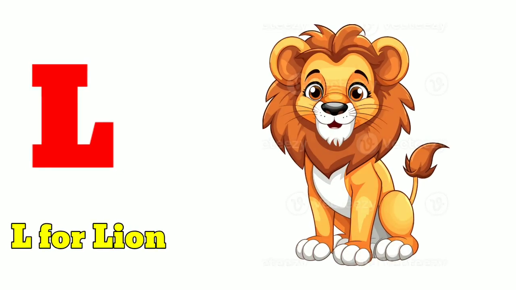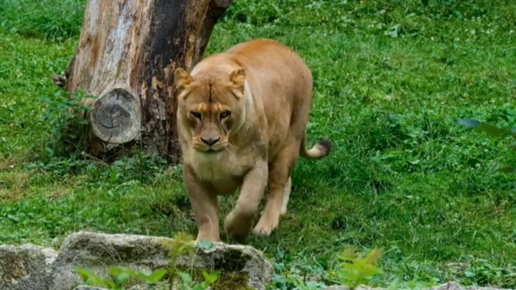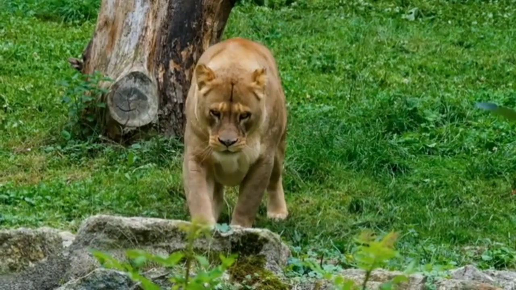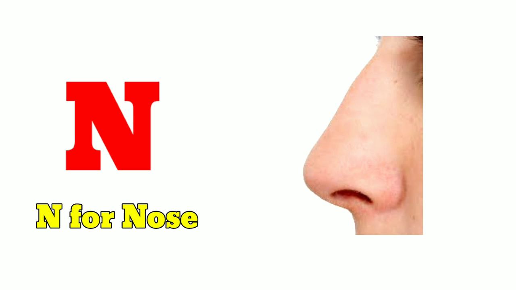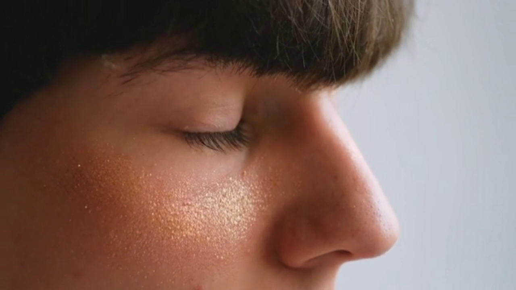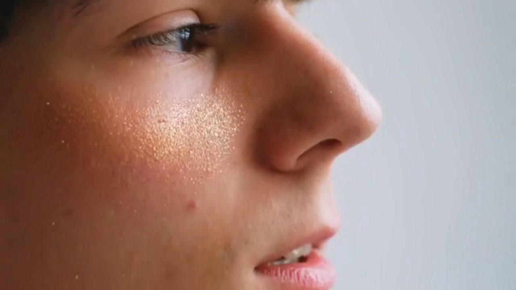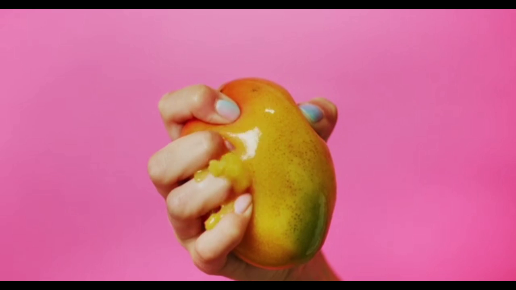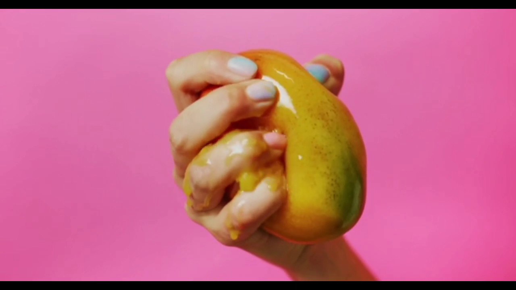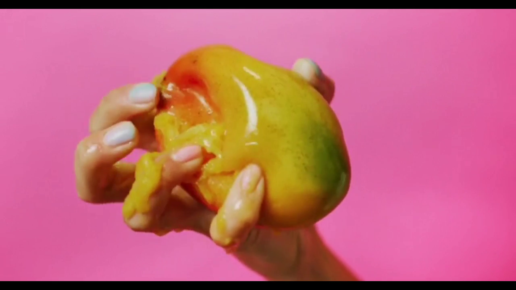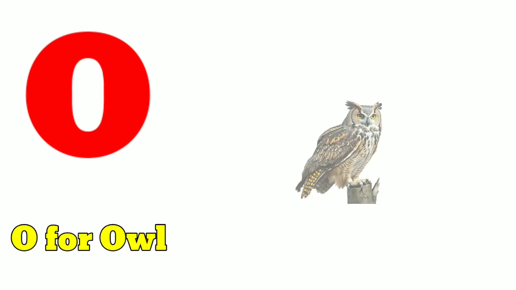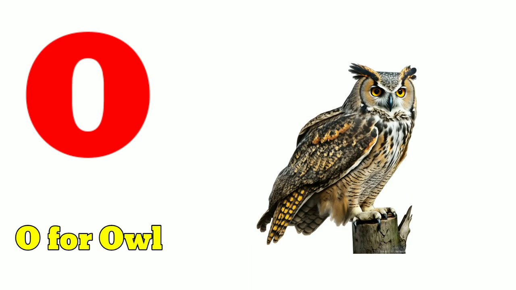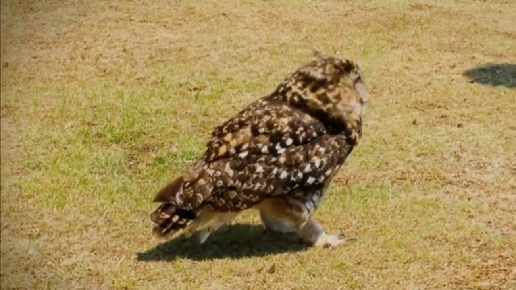L for lion. Lion means sher. N for nose. Nose means naak. M for mango. Mango means aam. O for owl. Owl means ullu.